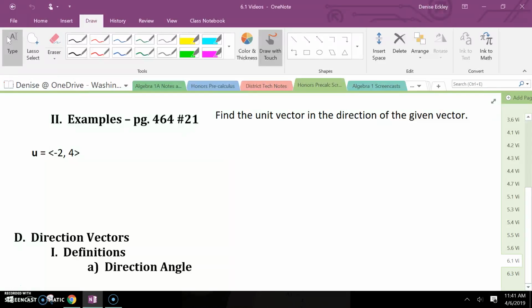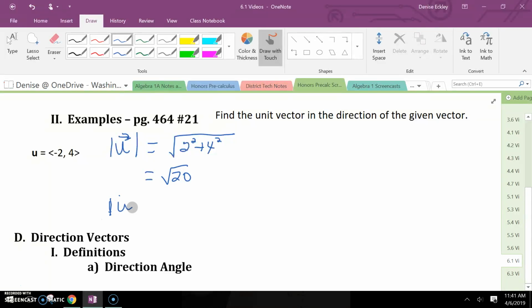So the first thing we need to make it a unit vector is for it to have a magnitude of 1. So we need to find the initial magnitude of the vector. So that's our first step. So the magnitude of u is going to equal the square root of 2 squared plus 4 squared, which is going to give us the square root of 20, and we're going to simplify that.